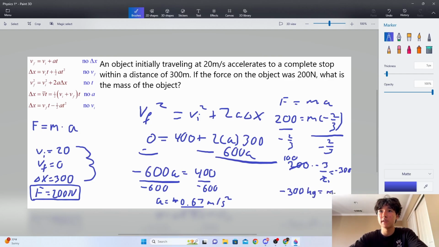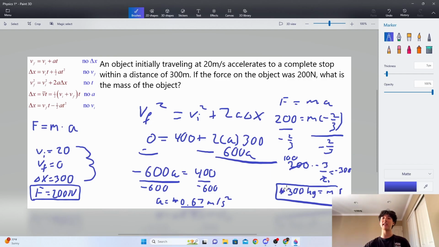Now, tell me if that makes sense. It doesn't make sense, okay? But that doesn't mean the answer is necessarily wrong. This number is correct. 300 kilograms is equal to the mass, but it's not reasonable to have a negative value because it's the same thing with time. If you were to get a negative time, that doesn't make sense. A negative mass also doesn't make sense. So you're just automatically going to want to convert that to a positive.